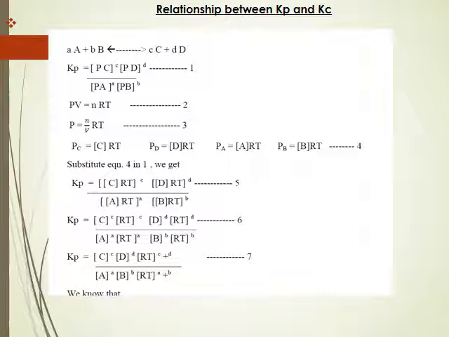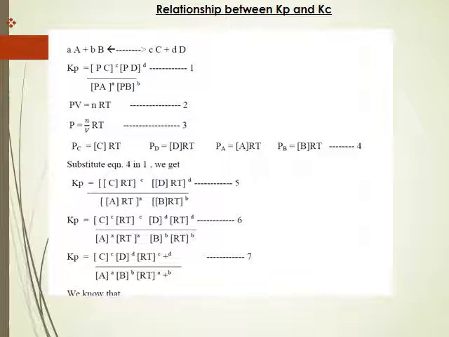Now Kp, as we all know, is equal to Pc to the power of the number of molecules, that is small c, and in the same way Pd to the power d, divided by Pa to the power a and Pb to the power b. It is the product of the pressures of the products divided by that of the reactants at the given pressure. We all know the gas equation: PV is equal to nRT. From this, P is equal to n by V into RT.